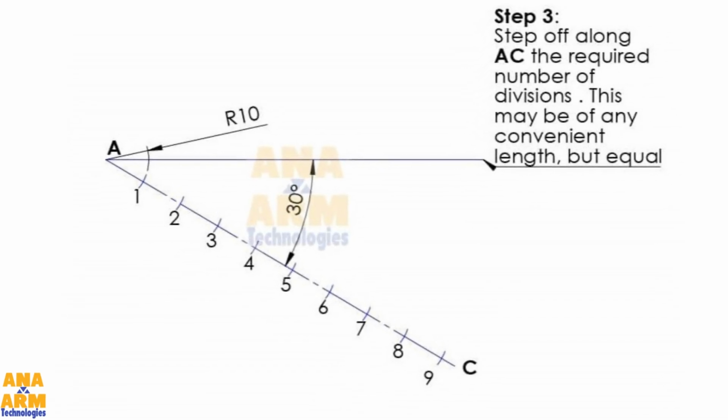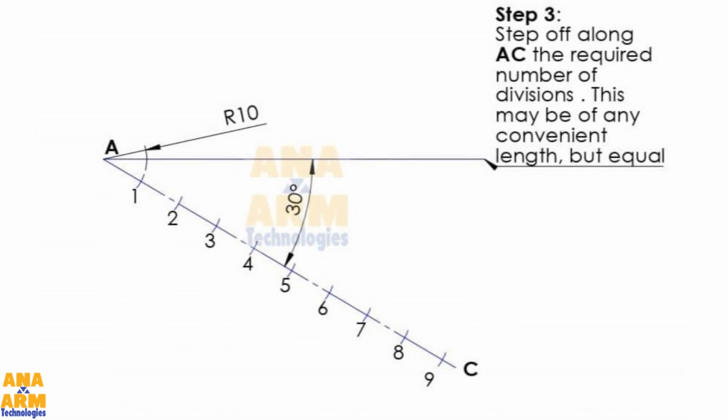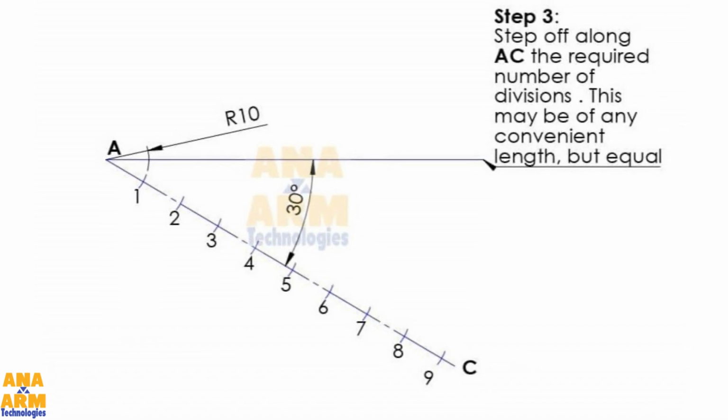Step 3. Step off along AC the required number of divisions. This may be of any convenient length, but they should be equal. In this example, we want to divide line AB into 9 equal parts. So we will first step off 9 equal parts along AC.